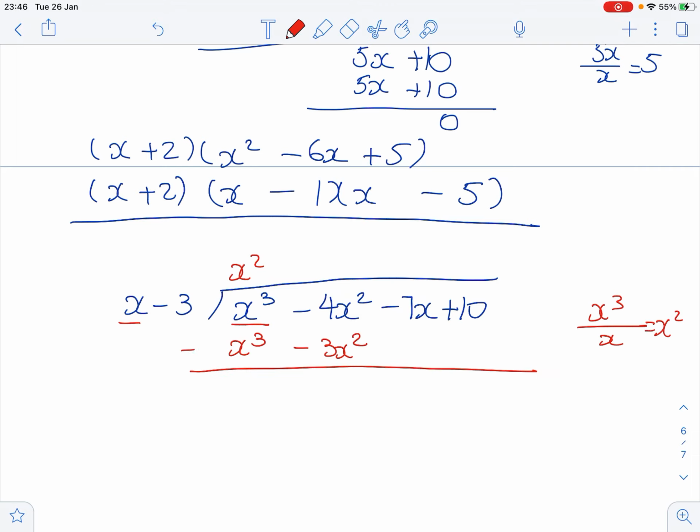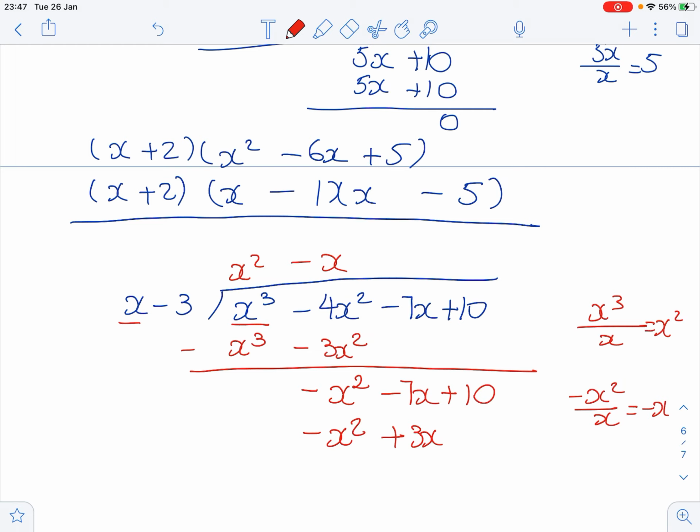Then we're going to subtract. x cubed minus x cubed is 0. Minus 4x squared minus minus 3x squared, so that becomes minus x squared, minus 7x plus 10. Then we have minus x squared divided by x is minus x. So we go to minus x. So minus x times x is minus x squared. Minus 3 times minus x is plus 3x.